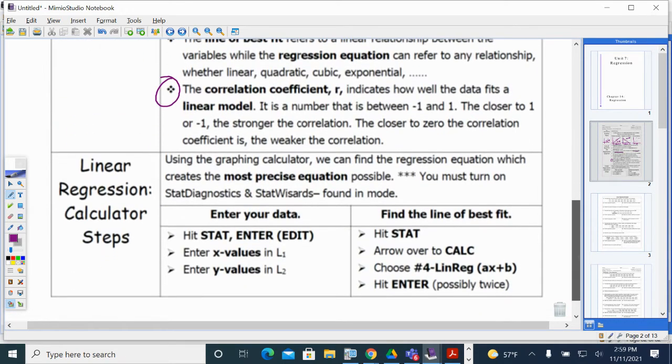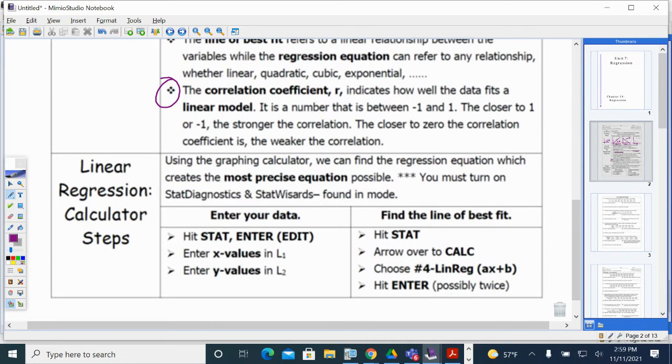Let's move on to your steps. So this last thing on this page are the steps that you're going to go through to do regression, linear regression calculator steps. Using the graphing calculator, we can find the regression equation, which creates the most precise equation possible. You must turn on Stat Diagnostics and Stat Wizards, which is found in Mode. So when you come to class to work on the assignment portion of this, you're going to need to come back to this section of your notes with your graphing calculator and follow this information here to work the problems in the assignment. So let me show you where Stat Diagnostics and Stat Wizard is.